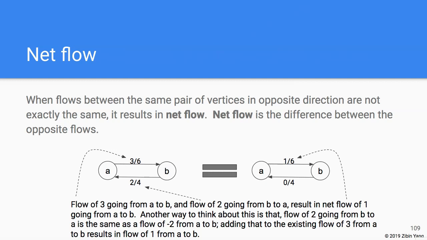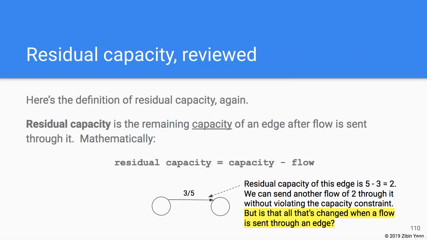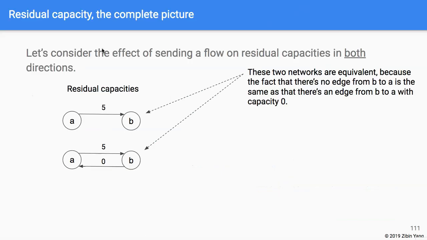So with these two concepts in our arsenal, we can look at the meaning of residual capacity again. Previously we said residual capacity is really just capacity minus flow, and it reduced the residual capacity in the direction that the flow is sent in. But as it turns out, that's not all that is changed when the flow is sent through an edge. So to see that, let's consider the effect of sending a flow on residual capacity in both directions.